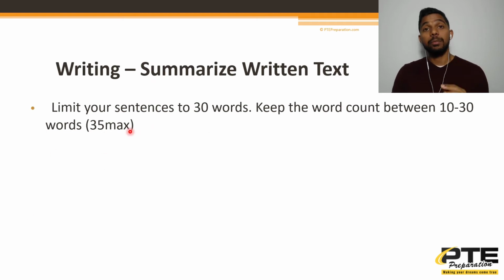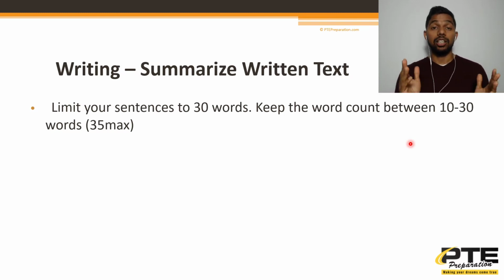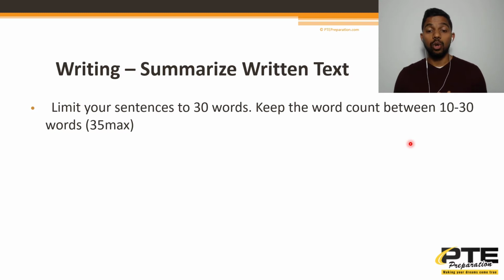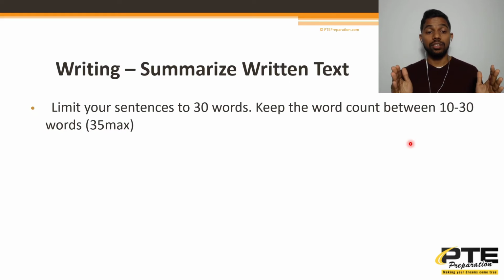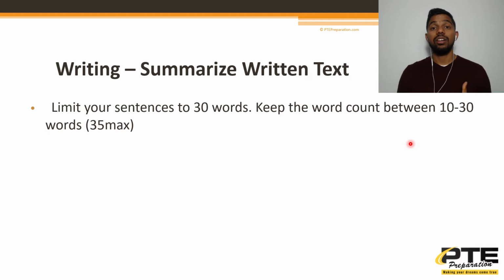The biggest tip in summarized written text is to limit your sentence to 30 words. Okay, keep the word count between 10 to 30 words, or 35 words maximum. And we've tested this in the exam. We've looked at Pearson's sample answers that they provided. Some of them are as short as 10 words long. And like I said, the more you write, the more chances of you making errors in the exam. And generally about 35 words is considered the standard length for an English sentence. Anything more than 35 words tends to be too complex and you'll have grammatical errors in it. So keep the word count between 10 to 30 words.